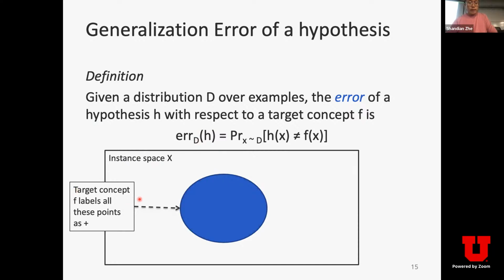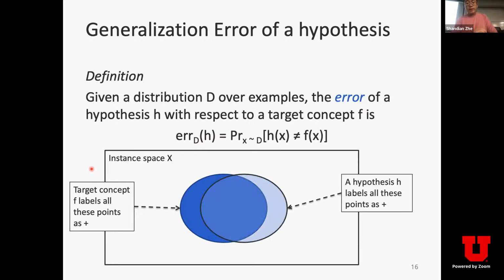So we use this circle to represent the instances which are labeled as positive by the target concept, meaning the ground truth, right? And suppose you have a hypothesis H. Your hypothesis H can also label all the instances in the instance space. So we draw another circle, or actually an ellipse, to represent all the positive instances labeled by H.